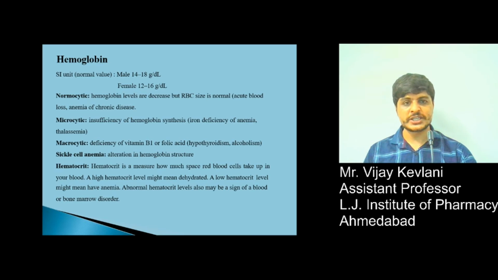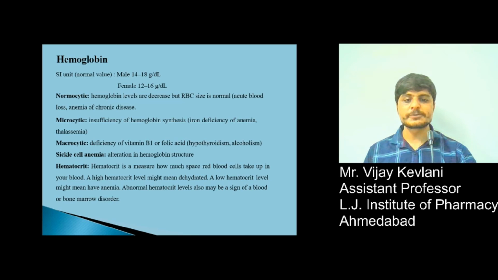Next is microcytic, a decrease in the size of RBC due to decreased hemoglobin, right? And next is macrocytic, meaning increased size of RBC, but still the amount of hemoglobin is low. Next is sickle cell anemia, where alteration in the hemoglobin structure is seen.